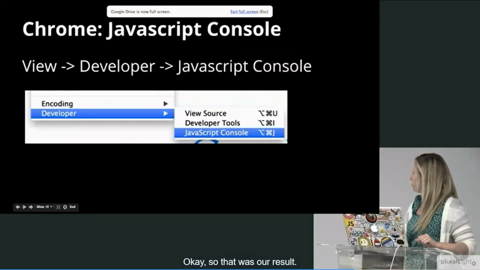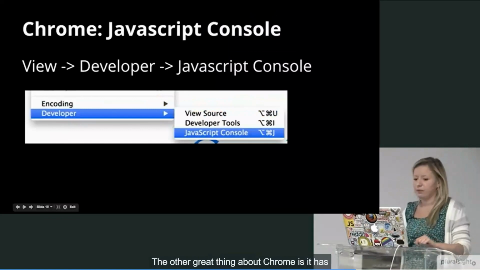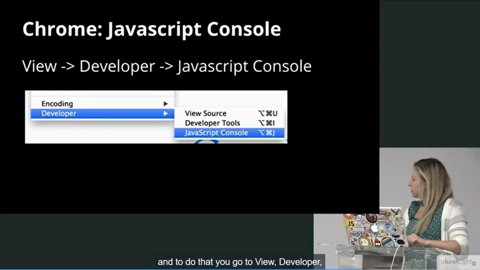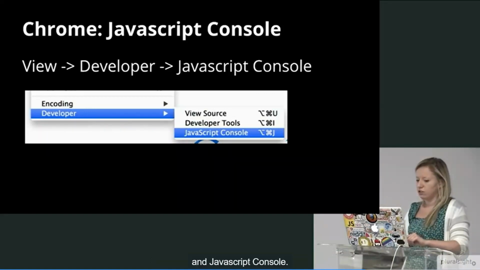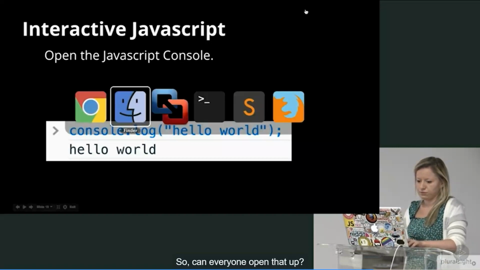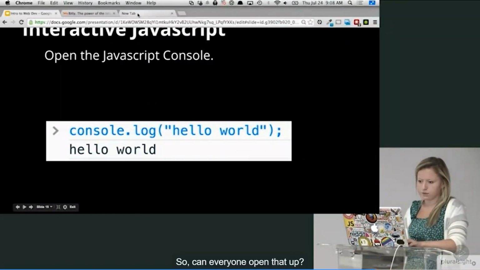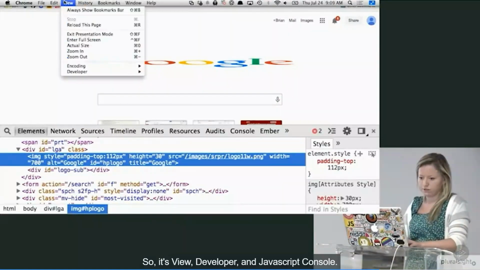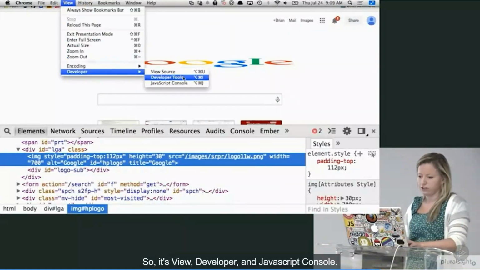Okay, so that was our result. The other great thing about Chrome is it has something called a JavaScript console, which we'll be using a lot later in the class. To do that, you go to View, Developer, and JavaScript console. So can everyone open that up? So it's View, Developer, and JavaScript console.